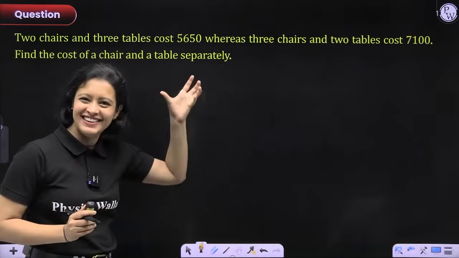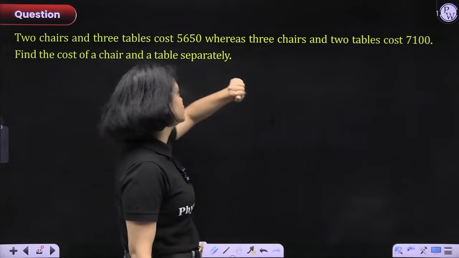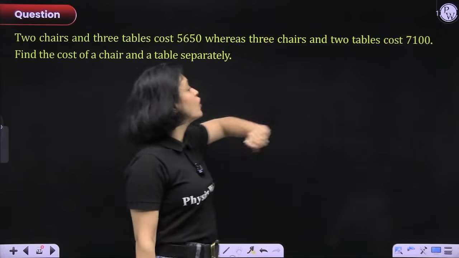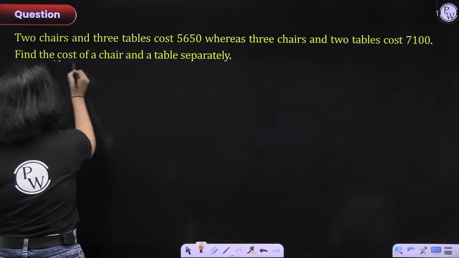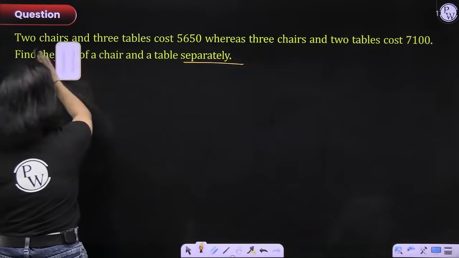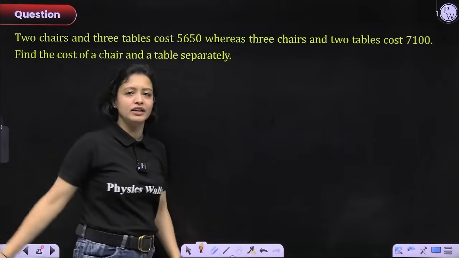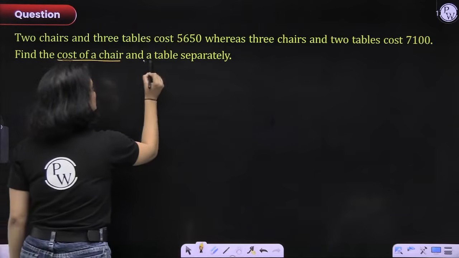2 chairs and 3 tables cost 5650 rupees, whereas 3 chairs and 2 tables cost 7100 rupees. Find the cost of a chair and a table separately. So we have to find the cost of the chair and the cost of the table. Obviously these are the two unknown quantities.